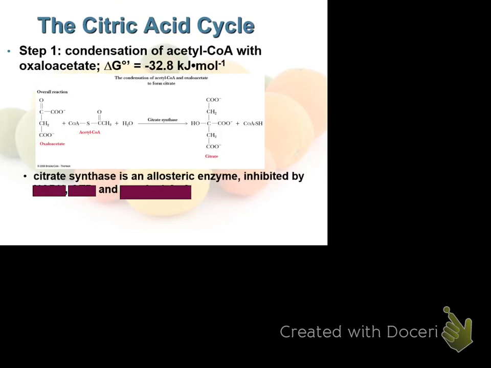The third one, you guys wouldn't know about yet, and it's succinyl-CoA. The reason why is succinyl-CoA is a metabolite that's further down the citric acid cycle. It is a circle. So that's the reason why it makes sense once we get to it, but right now it wouldn't make sense. So ATP, NADH, succinyl-CoA, those help turn off citrate synthase.